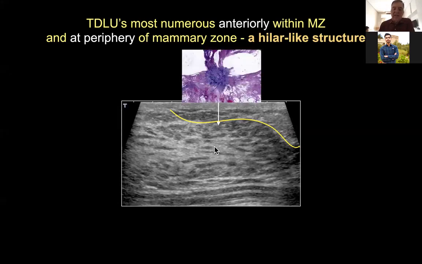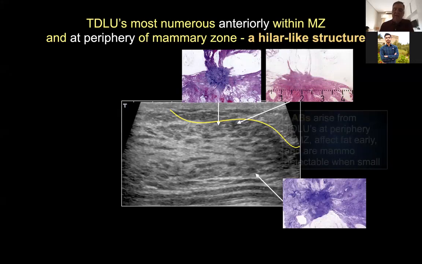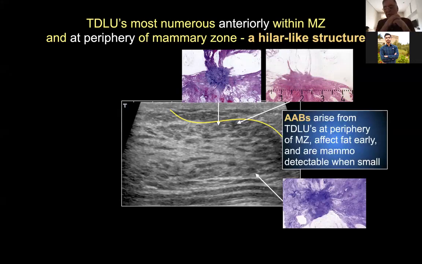So these AABs, adenocarcinomas of the breast, that arise in the TDLUs, we usually detect them fairly early because they abut or are adjacent to fat, and they cause changes in the fat fairly early. So here's an AAB that's arising at the intersection of the subcutaneous fat and the mammary zone. Here's another one, and another one. And so these appear as architectural distortions or posterior tenting or various other mammographic features, but we tend to find them early and small. Now, they may be multifocal, but we can see these at a relatively early stage.